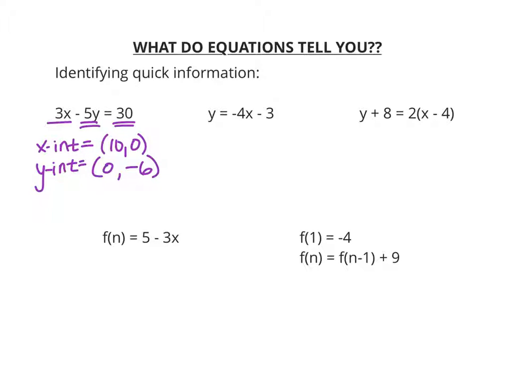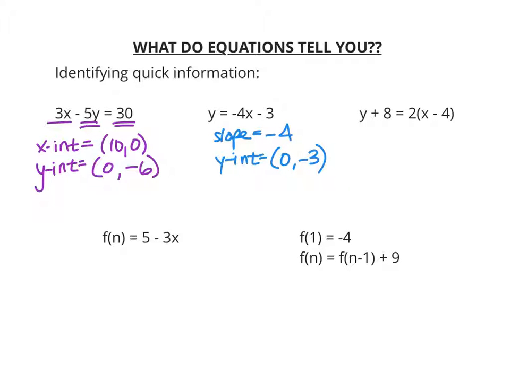All right, this next equation is written in slope-intercept form. So I know that the slope is negative 4 and that the y-intercept is negative 3. So I'll write that 0, negative 3 because it's a y-intercept.